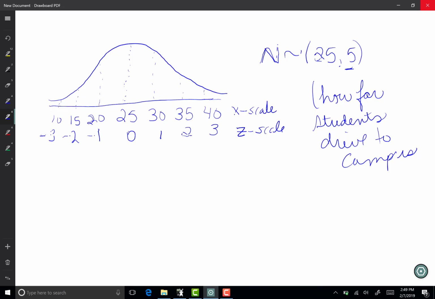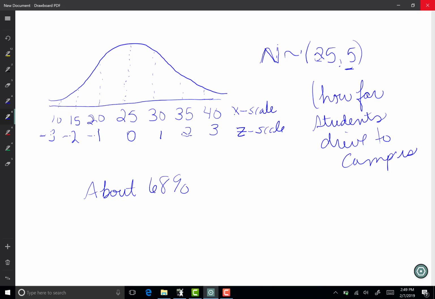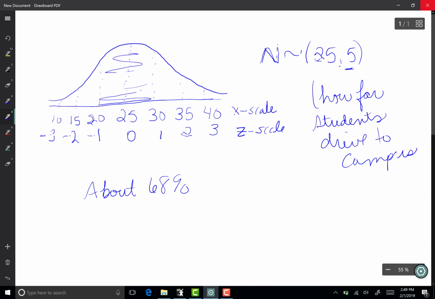What the empirical rule says is about 68% of your data lie within 1 standard deviation of the mean. So that's saying about 68% of students, 1 standard deviation below is 20 and 1 standard deviation above is 30. So about 68% of students drive between 20 and 30 miles. Does that make sense?